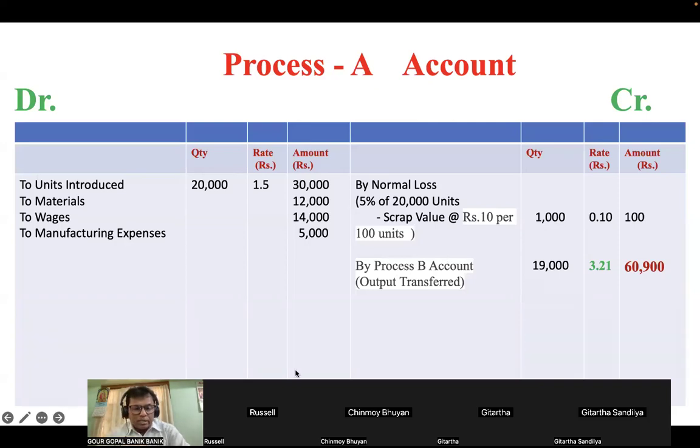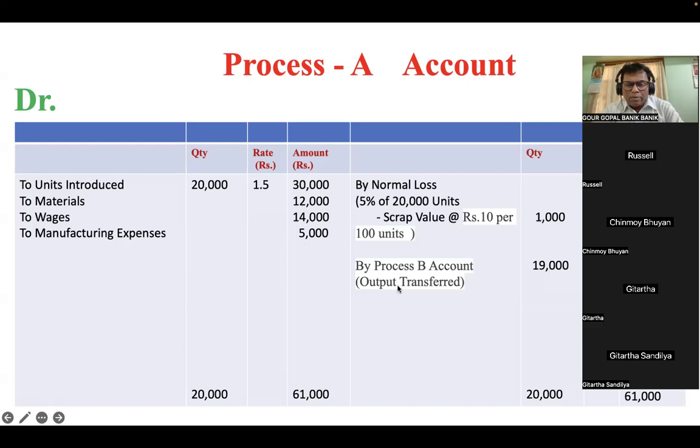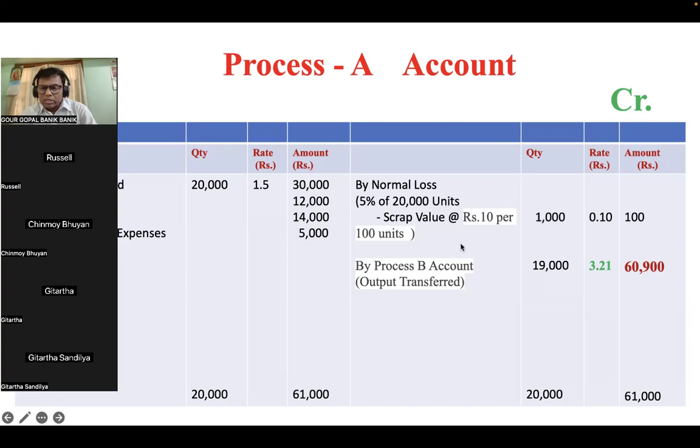So what is to be done here? I think again you cannot see this. This I can remove from here. This is creating some problem. So I am taking process B. You see on the left side 20,000 units, and this is totally 61,000. I'll take these two figures to the right hand side, same to same: 20,000 and 61,000.